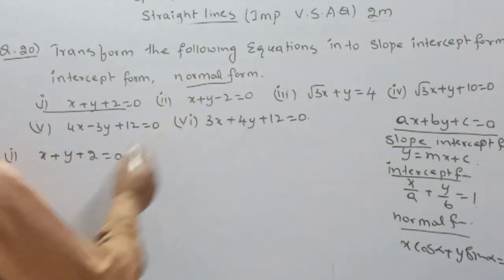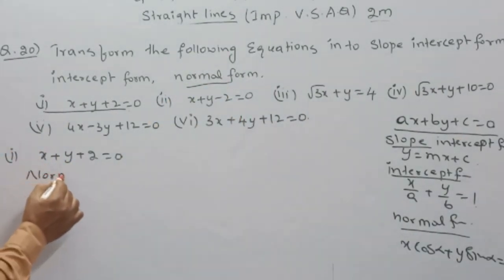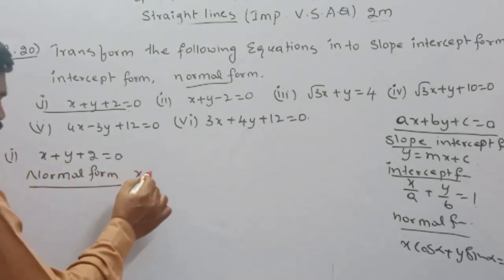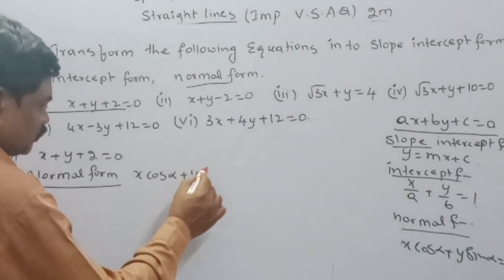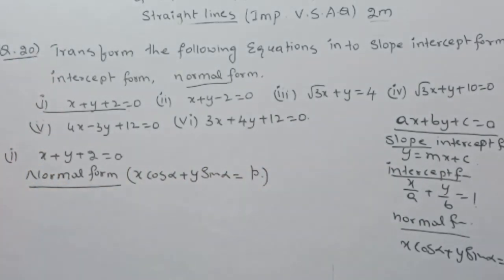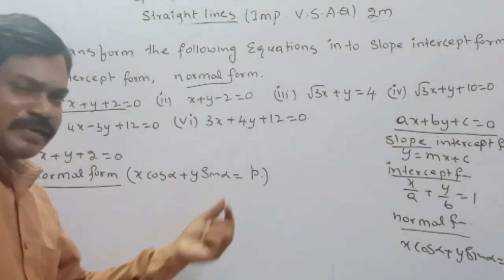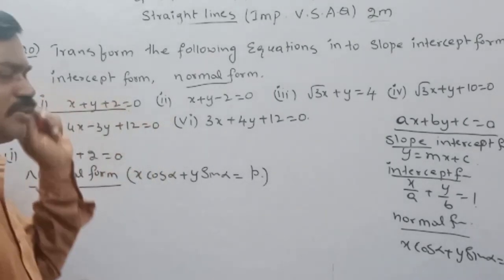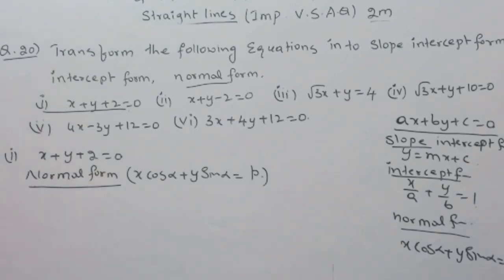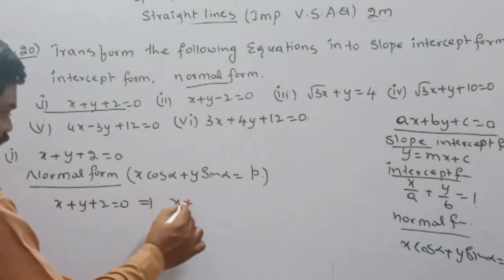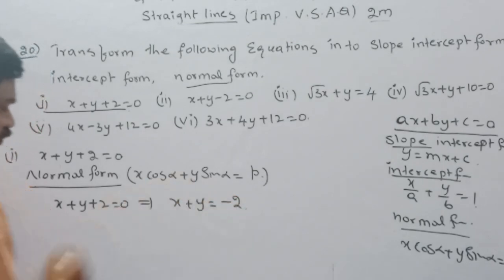Normal form, that is x cos alpha plus y sin alpha is equal to p is the normal form, where p is the perpendicular distance from origin to the given line. So you can write this as x plus y plus 2 equal to 0, which implies x plus y is equal to minus 2.